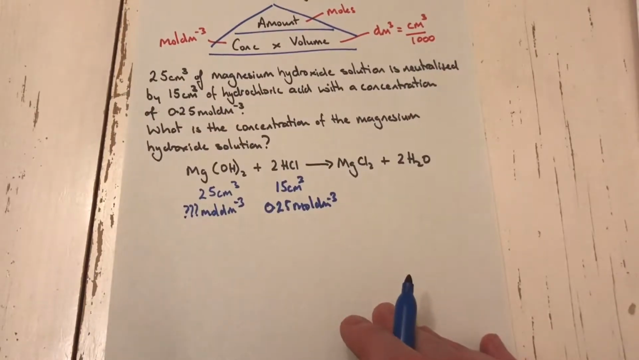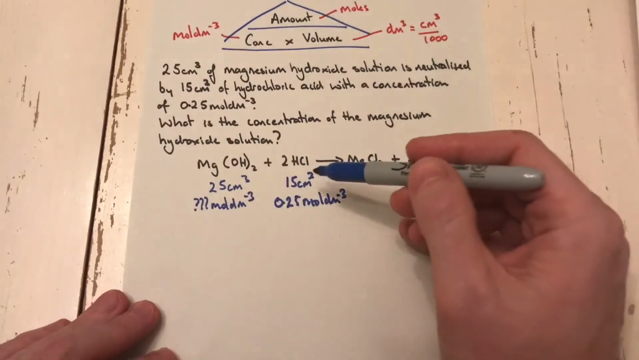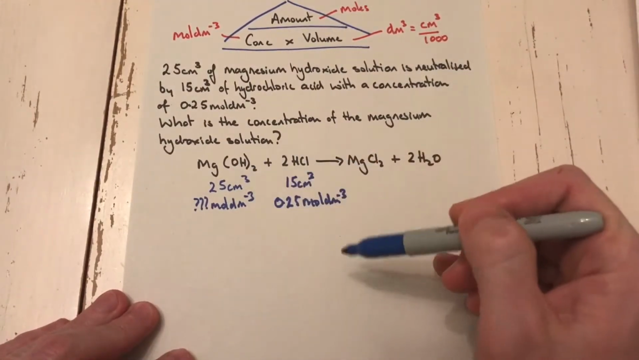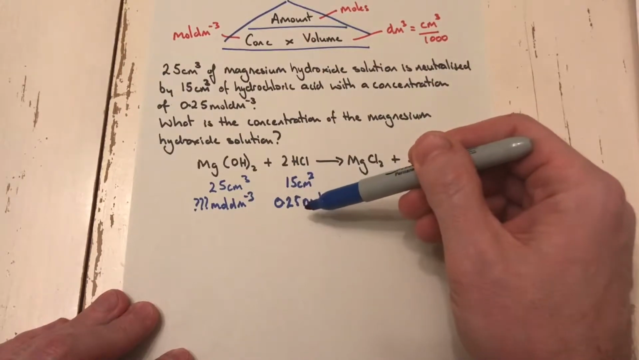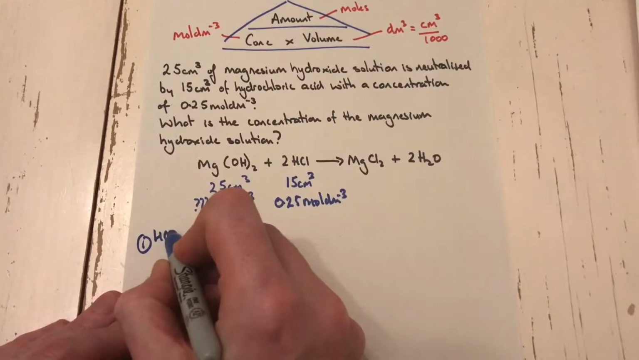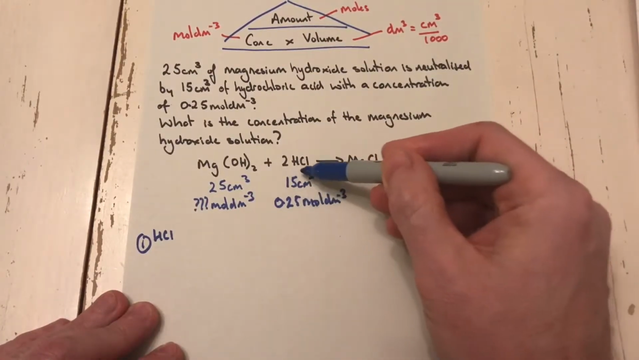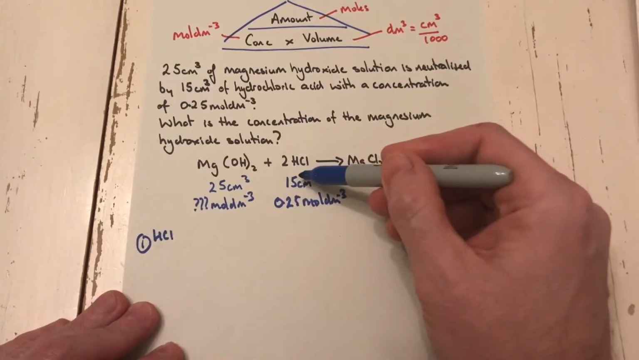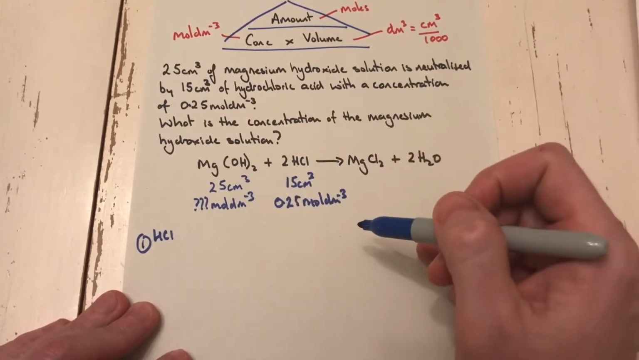And the way we do this is as follows. Step one, we start with the chemical that we know two things about. I know the volume for the acid, and I also know the concentration of the acid. So I'm going to start with my acid, my HCl. And what I need to do is find out how many moles there are in this 15 centimeters cubed, because it's this that has reacted with the magnesium hydroxide.